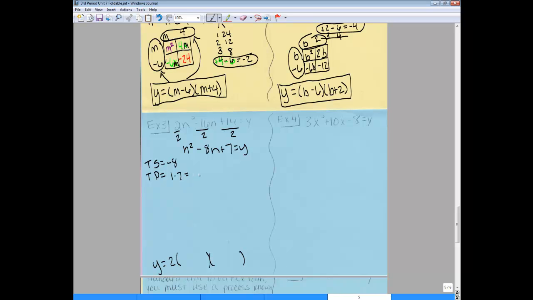So factors of 7 that give us negative 8. Our only factors of 7 are 1 and 7. How can we get 1 and 7 to be negative 8? The only way is to make them both negative. So now we have our box.